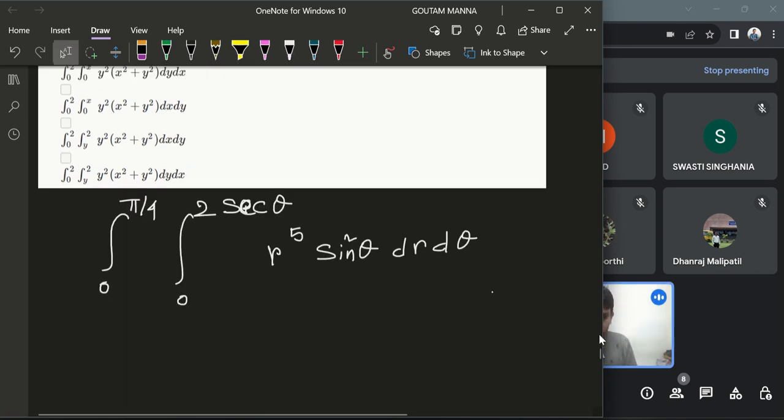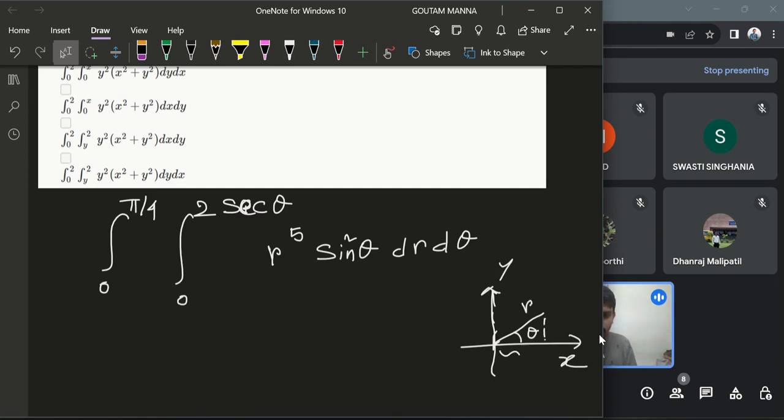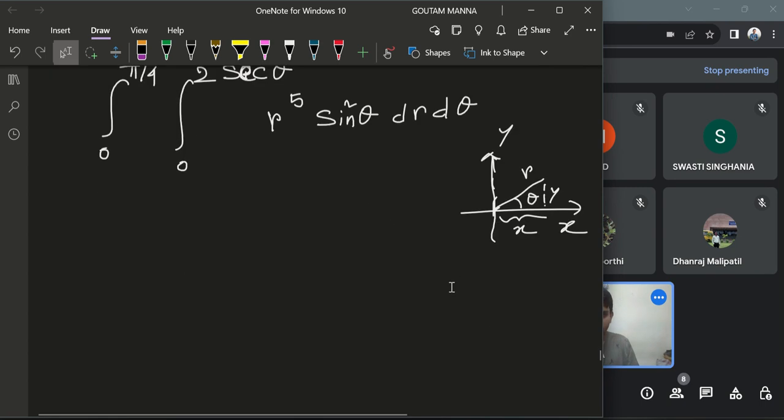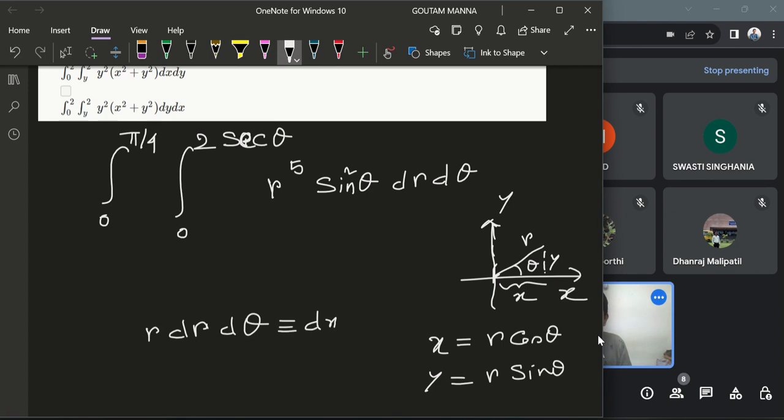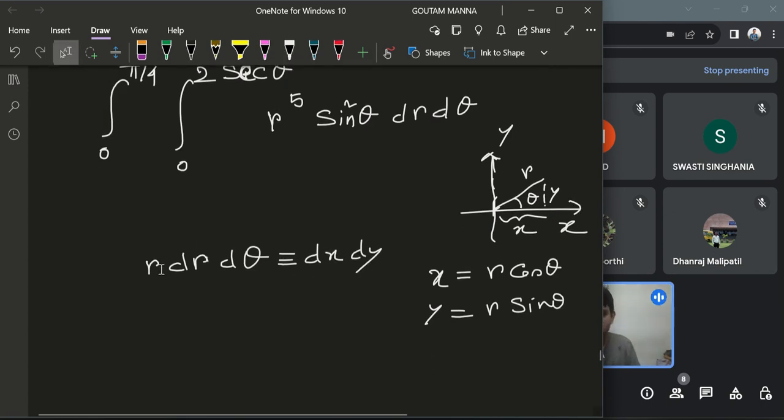Okay, so just for the conversion from polar to Cartesian, this is theta, this is r, then if this is the x and this is the y, then x is r cos theta, y is r sin theta. And we also saw that r dr d theta is basically dx dy. It's the area element in this polar coordinate, and dx dy is the area element in the Cartesian coordinate.